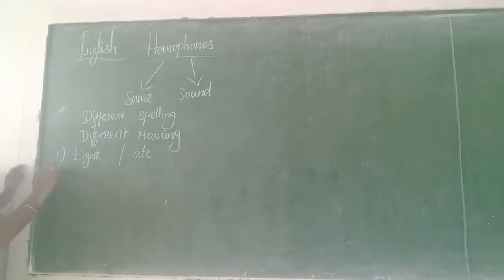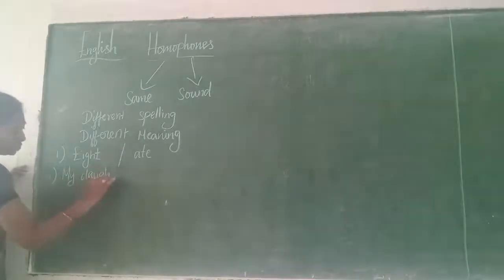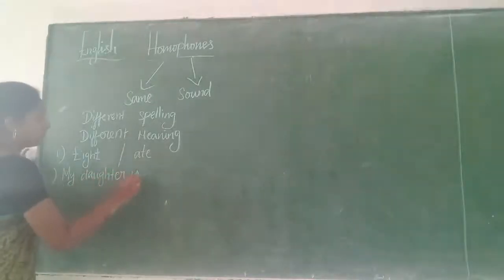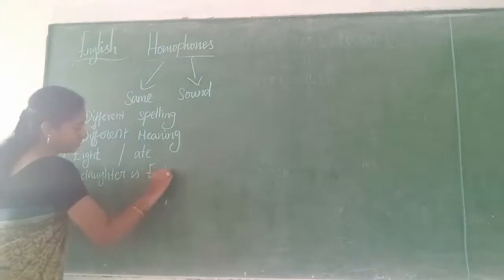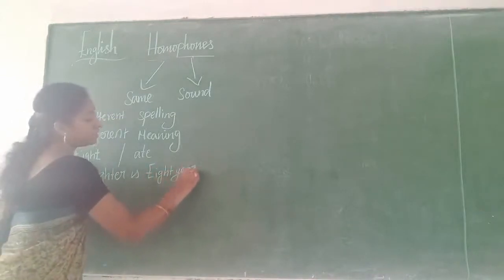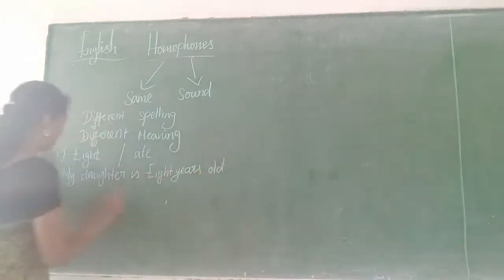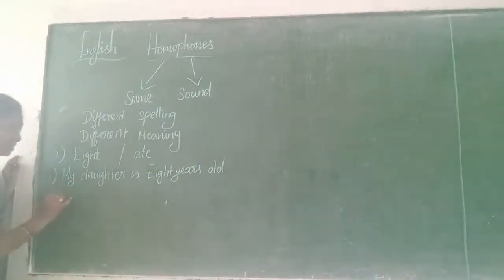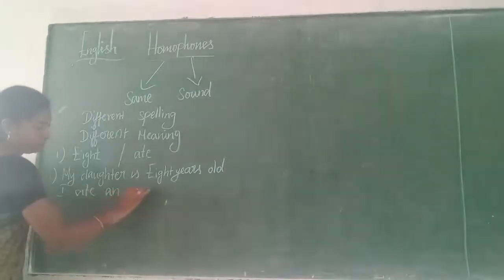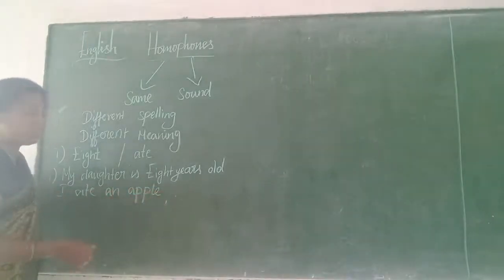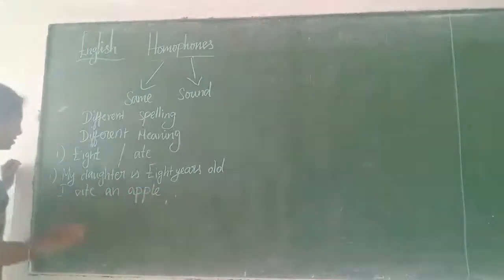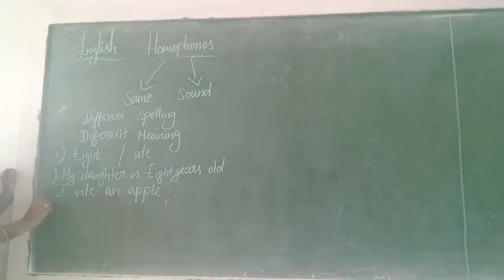So what is the sentence? My daughter is 8 years old. And the next one: I ate an apple. What do you understand here? Ate.